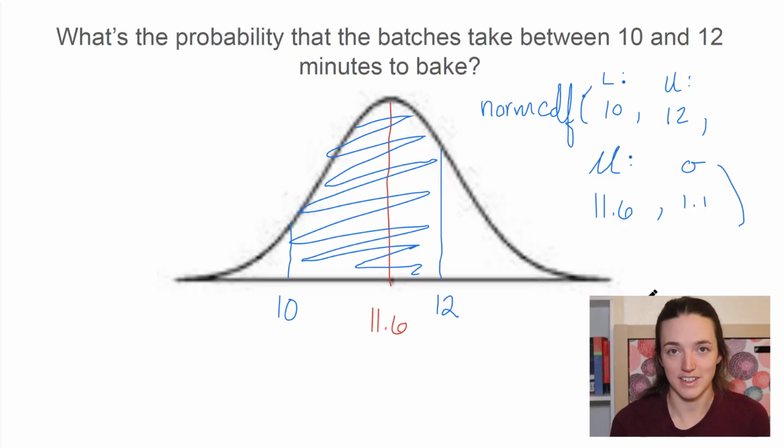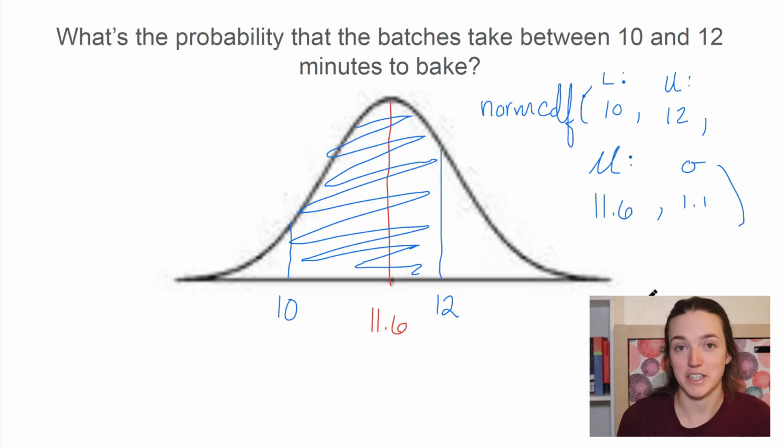A question like this is phrased differently. It says, what's the probability that batches take between 10 and 12 minutes to bake? But it's no different than asking what percent of the batches take between 10 and 12 minutes to make. The area of the curve is 1. It's all the possible outcomes. That's the sample space. All the possible things that could happen when you bake your cookies. So the probability is the same thing as asking what percent.